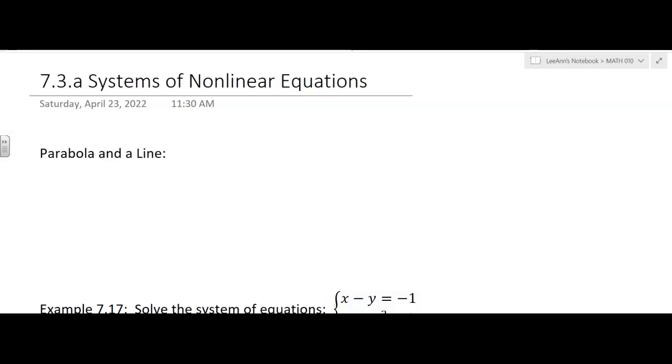In 7.3, we're going to talk about systems of nonlinear equations. Now, we've been talking about systems of linear equations in 7.1 and 7.2, and some of the same techniques are what we're going to use: graphing, substitution, and elimination by addition. So you'll see those as we work through these.